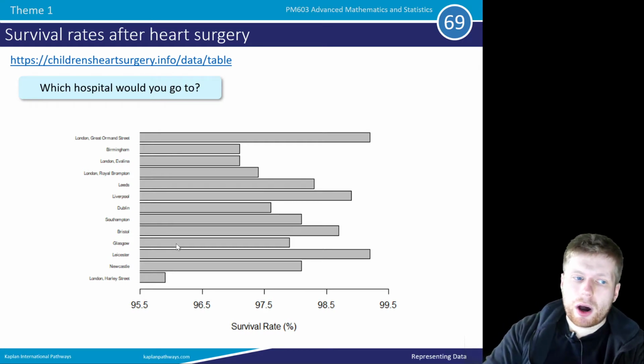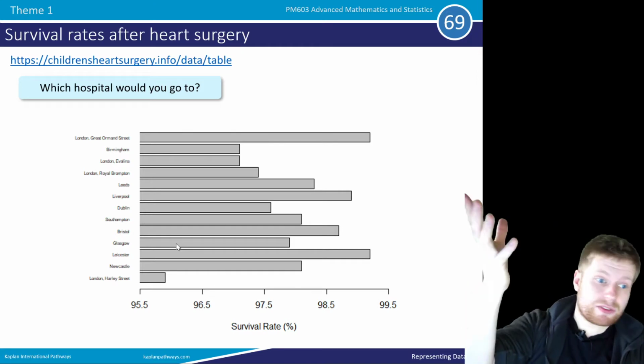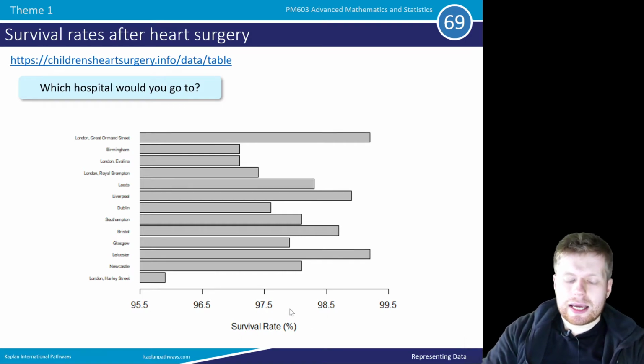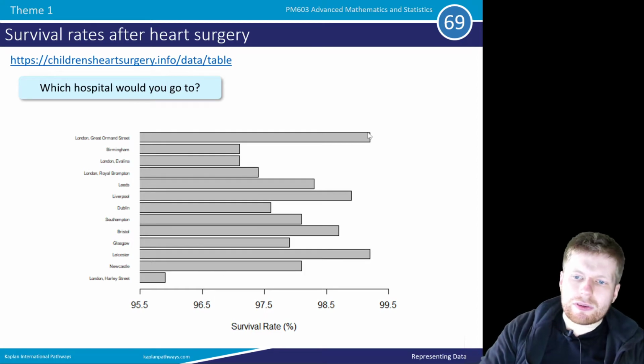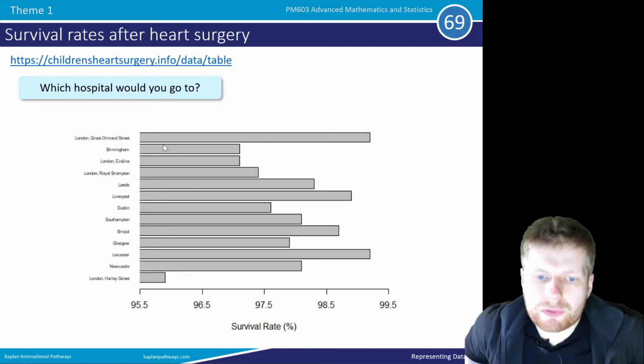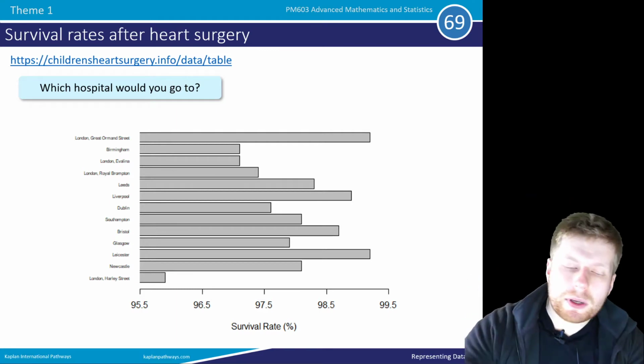So here I've basically got a bar chart. Now notice I'm doing the bar chart horizontally, that's fine, okay, you don't have to do it vertically all the time. But each bar basically represents a different hospital, and you can see the names of the hospitals on the left-hand side, and obviously along the x-axis is the survival rate. So clearly the length of the bar represents the survival rate. The longer the bar, the higher the survival rate, okay, which means that more people had survived.